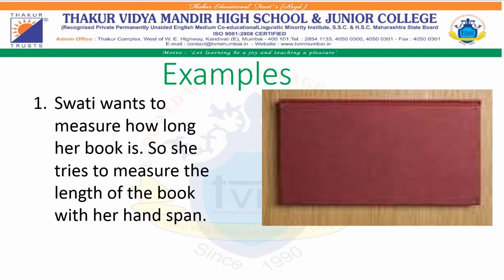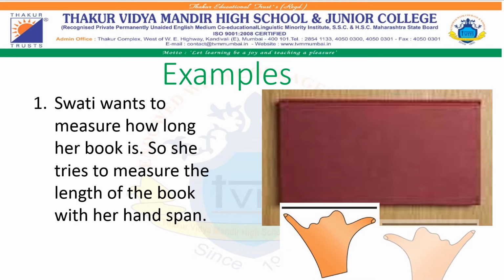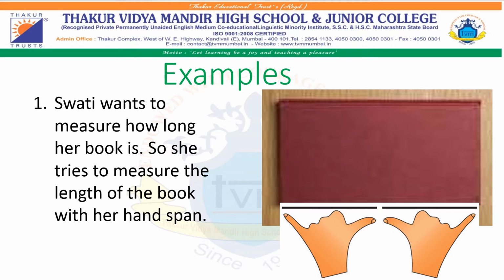Example: Swati wants to measure how long her book is. So she tries to measure the length of the book with her handspan. Students, Swati wants to measure her book. She is using her handspan to measure the length of the book. Students, you can see that Swati required two handspans to measure the book. So, the length of the book is two handspans.